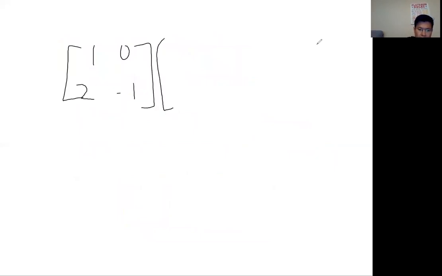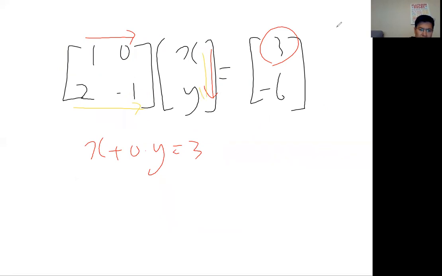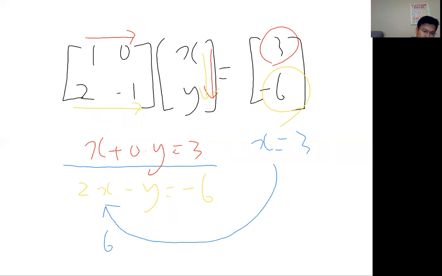Now let's look at the question. The matrix 1, 0, 2, negative 1 times x, y is equal to 3 and minus 6. Using the same thing, this row times this column has to be equal to this. So x plus 0 times y has to be equal to 3. And the second one, this row times this column has to be equal to this. So 2x minus y equals minus 6. From the first equation, x is 3, that's given. And then you plug in here, that's 6 minus y equals minus 6. So y is 12.